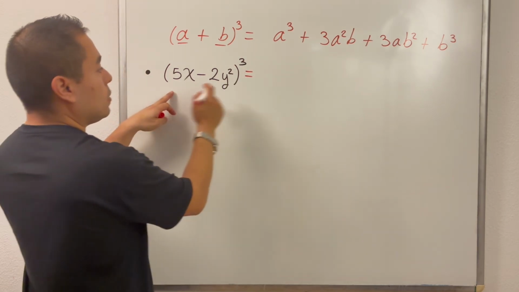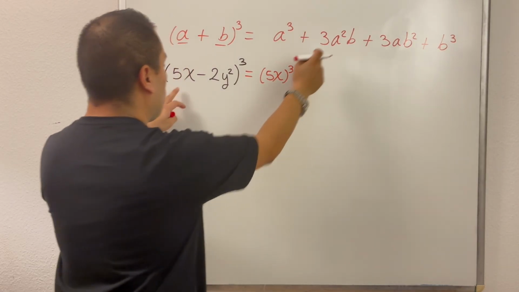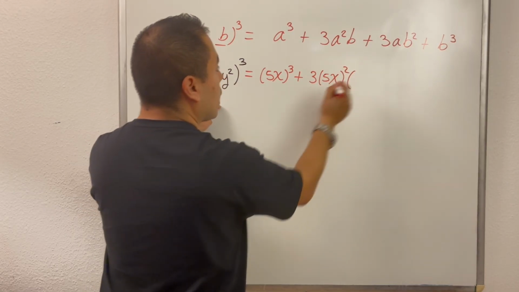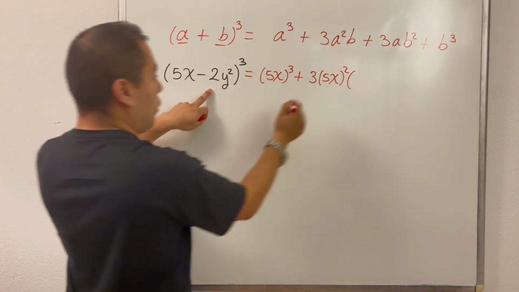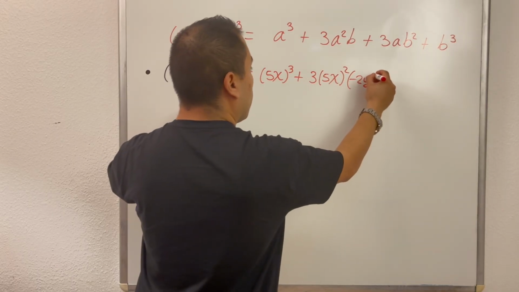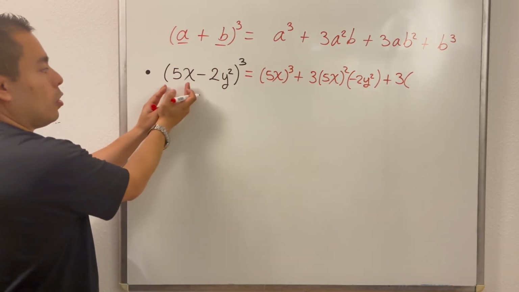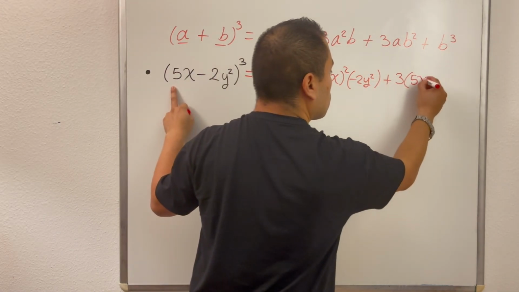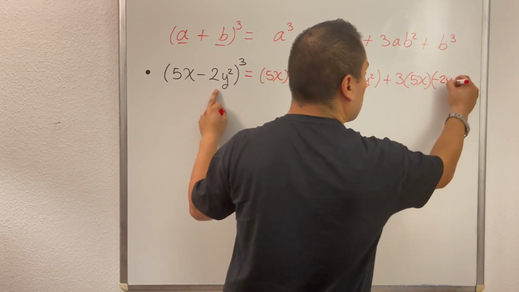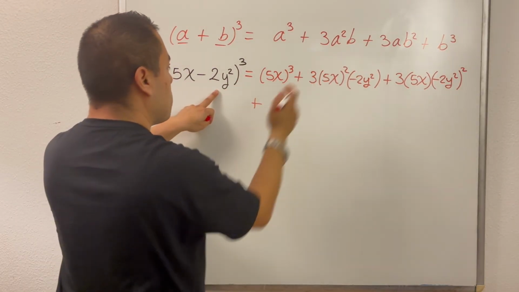We have A cubic, that is (5x) cubic, plus 3 times A squared, that is (5x) squared, times B. In this case, B is minus 2y squared. And this plus 3 times the first term, that is 5x, times B squared, that is (minus 2y squared) squared. And finally, plus B cubic.